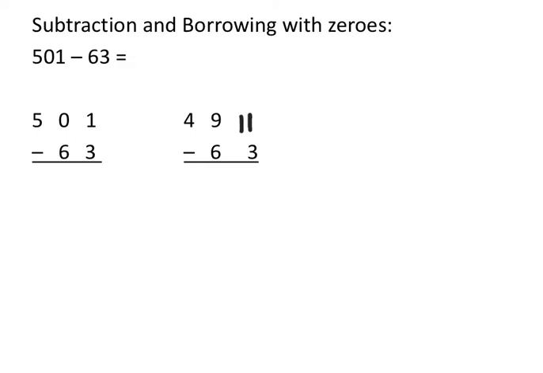So here we go, subtraction and borrowing with zeros. Let's look at this, okay? This is not two different problems, by the way, right? So we had 501 minus 63. So we've set this up already, 501 minus 63.